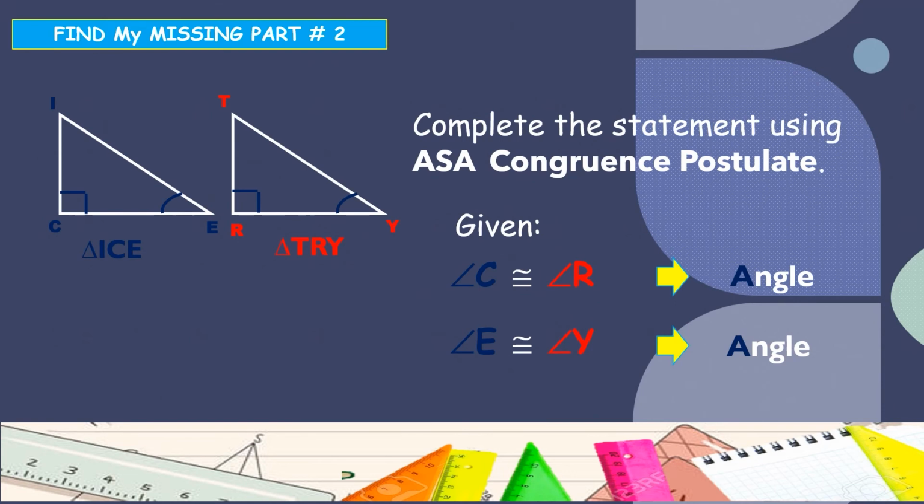Let's proceed to find my missing part number 2. The two right triangles, namely triangle ICE and triangle TRY, have hatch marks on their angles. Angle C and angle R are congruent since they are right angles. Another hatch marks for angle E and angle Y, so they are also congruent. Find the missing part to complete angle side angle or ASA Congruence Postulate.